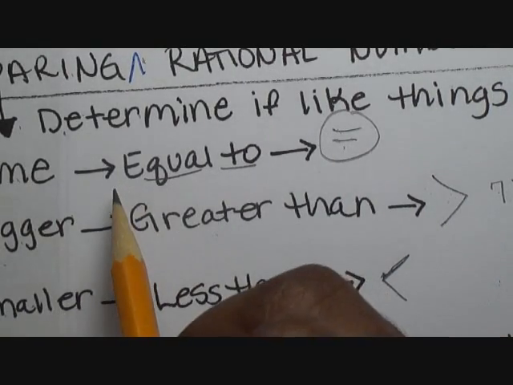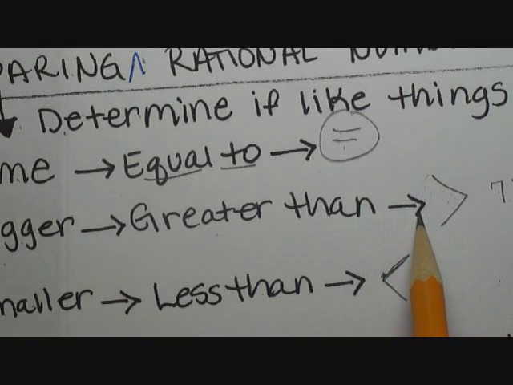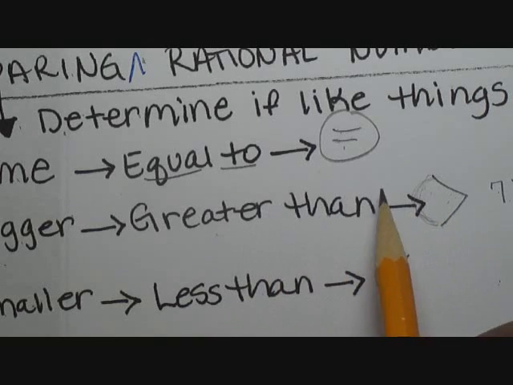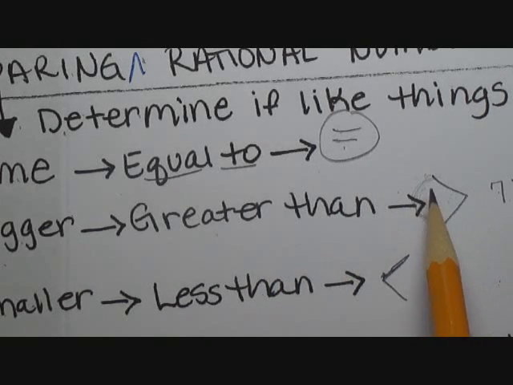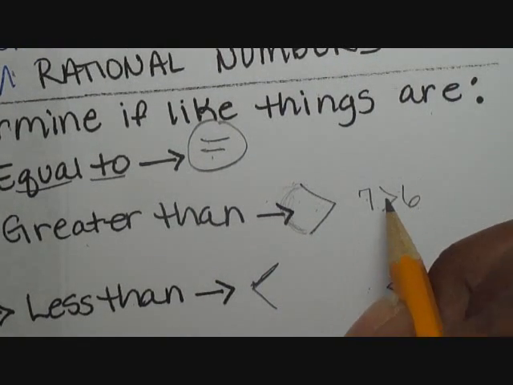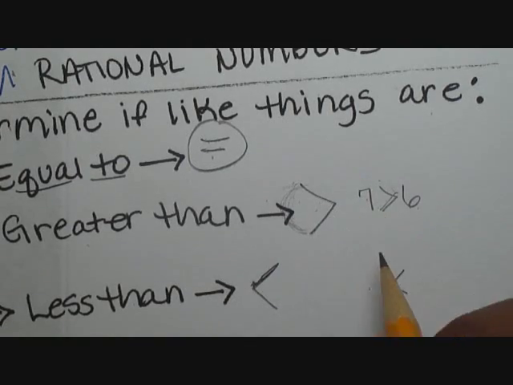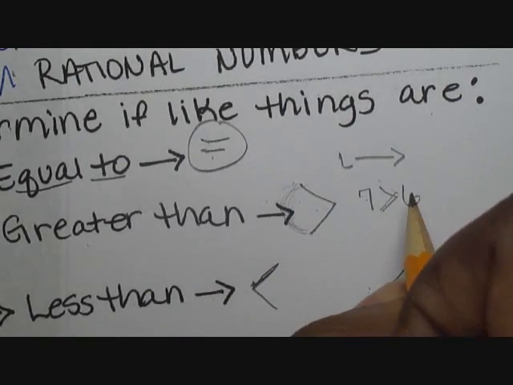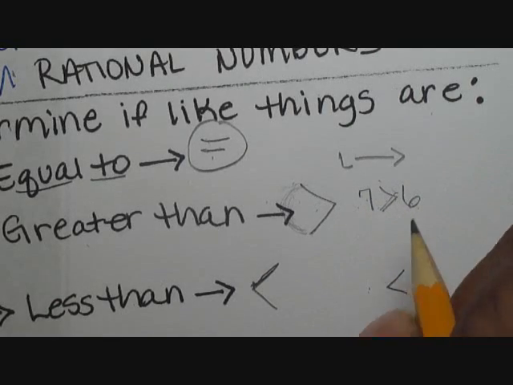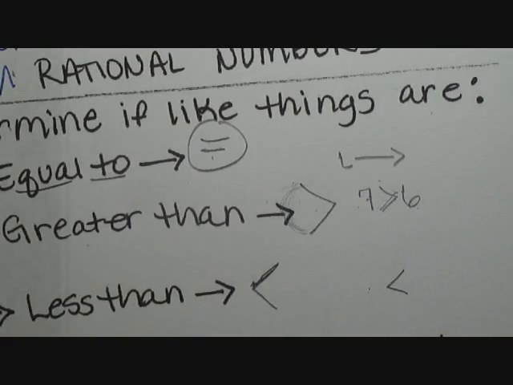Since we read left to right going this way, we get to the bigger side of the symbol, so that would be greater than. An example I've put here is 7 is greater than 6. That's the way we would read that, because we read from left to right. We would never read this and say 6 is less than 7. Even though that statement is true, that's not how we read the math.